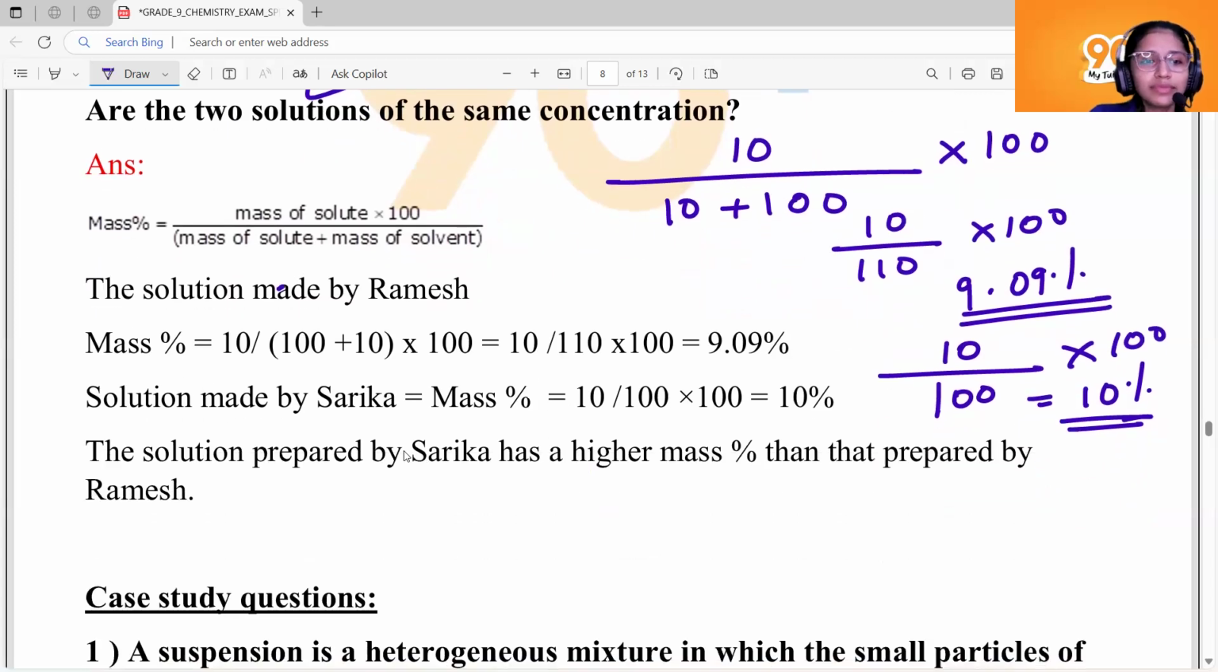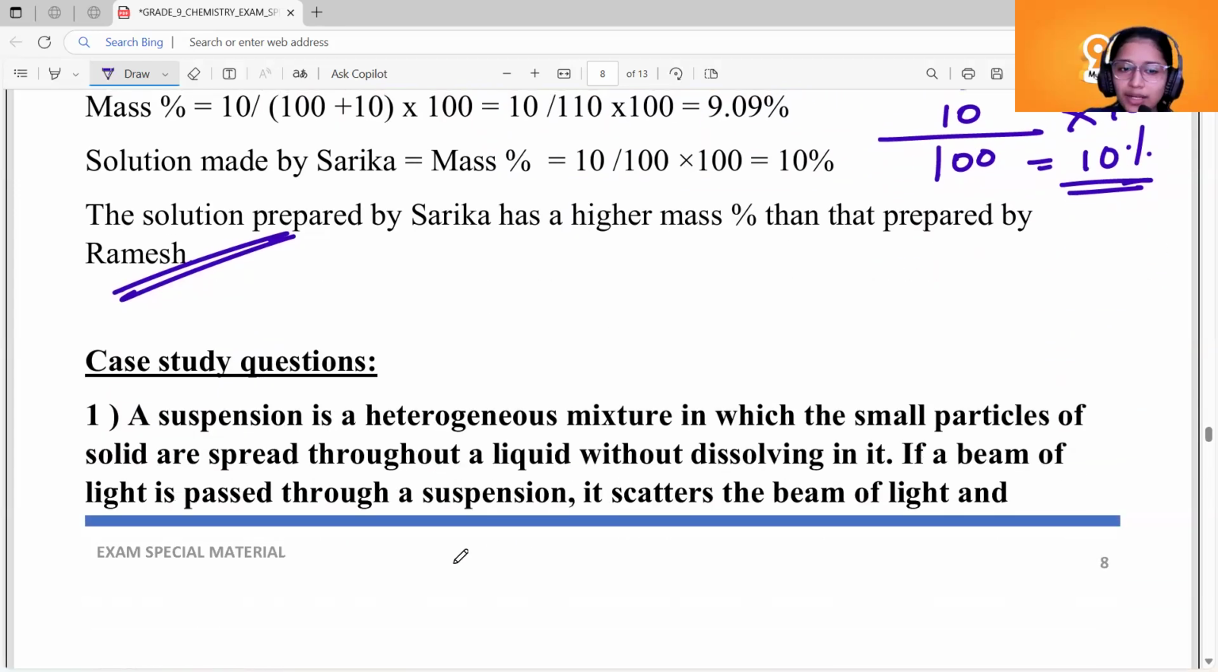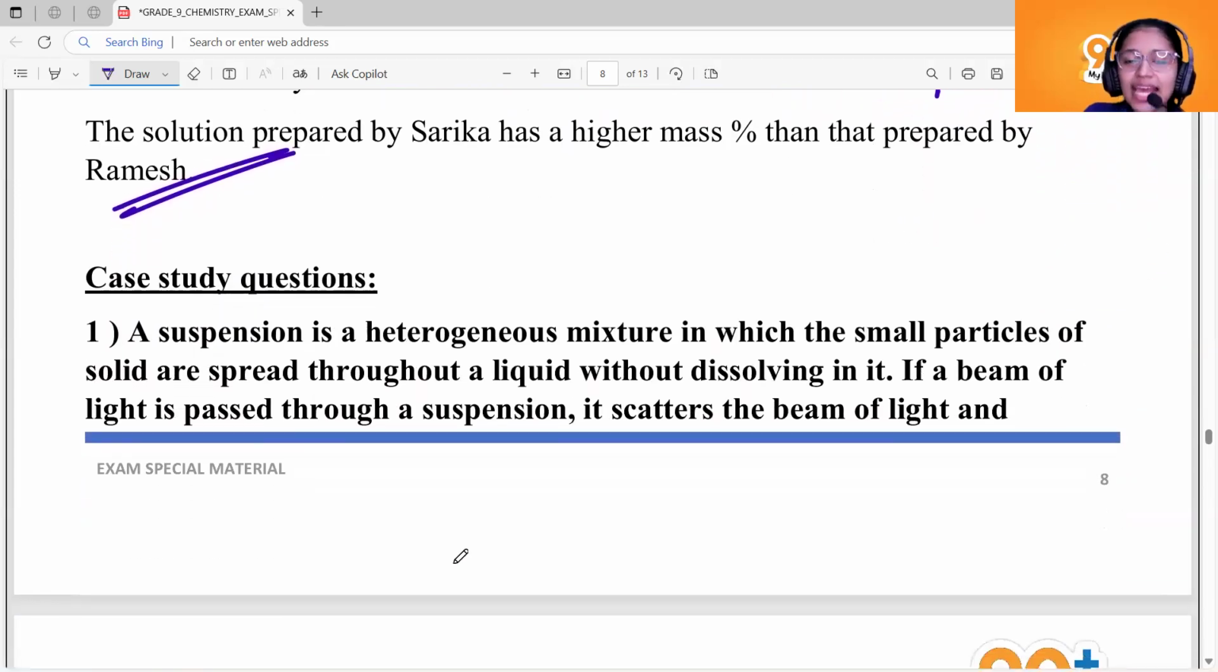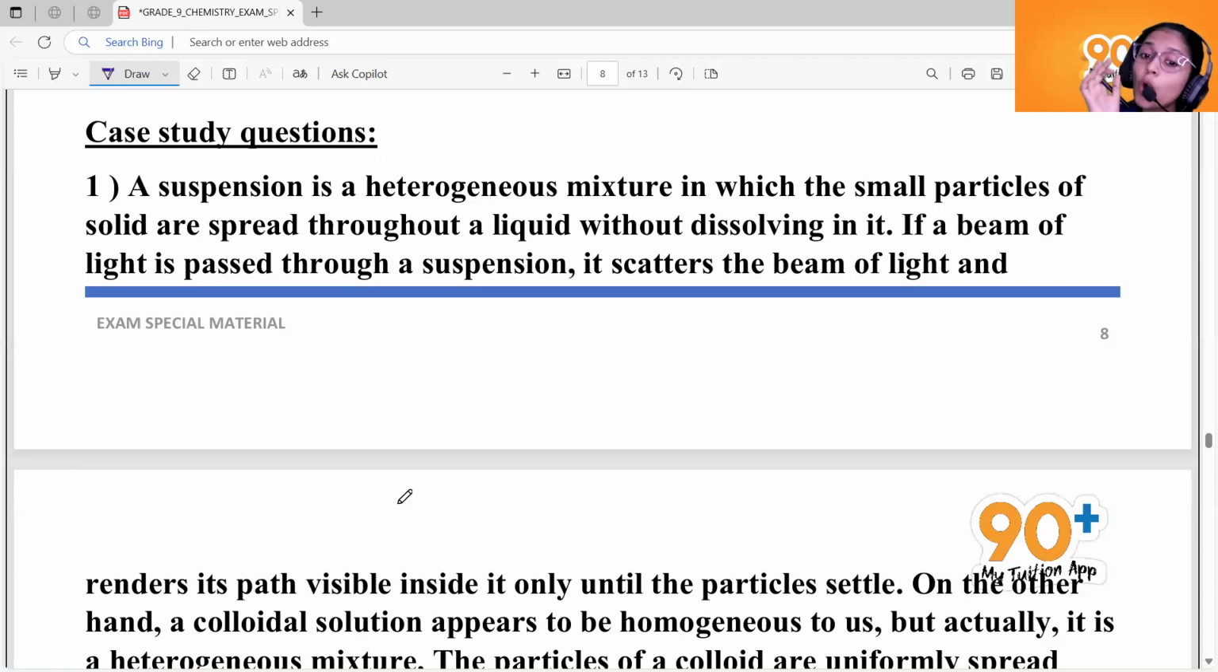Okay, fine. Now we move on to case study questions. Question 1. A suspension is a heterogeneous mixture in which the small particles of solid are spread throughout a liquid without dissolving in it. If a beam of light is passed through suspension, it scatters the beam of light and renders its path visible only until the particles settle. After the particles have settled, it will not scatter light anymore.